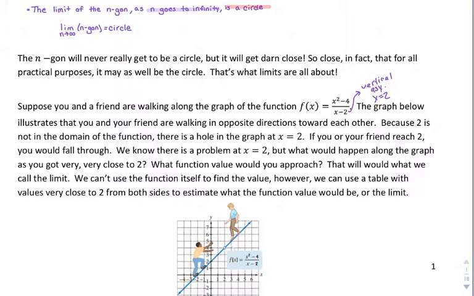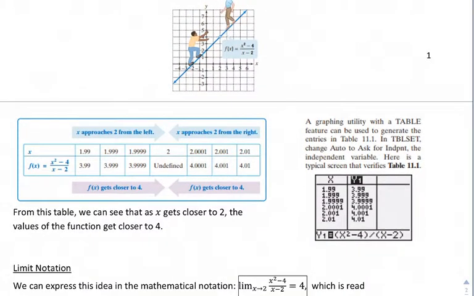We know that there is a problem at x equals 2, but what would happen along the graph as you got very, very close to 2? What function value would you approach? That would be what we call a limit. So what we're approaching, but if we arrive there, we're going to fall through. We cannot use the function itself to find the value. However, we can use a table very close to 2 from both sides to estimate where that function value would be, or the limit. So going on to the next page, here's our function.